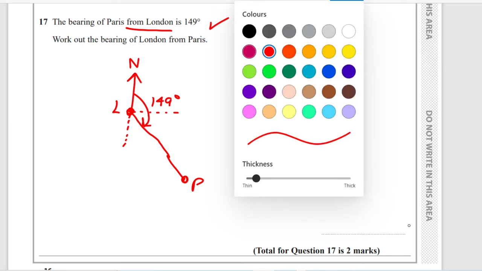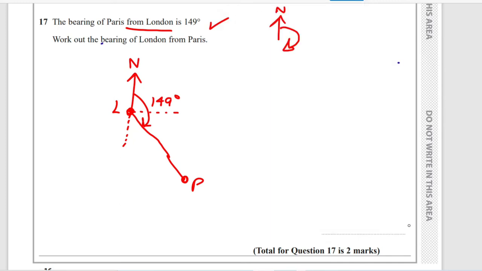Now the second sentence is this. Work out the bearing of London from Paris. And now we're starting from Paris and going back to London. So we need to work out the angle all the way back to this line. This will take us back. The question is, what is this angle here? Well, there's a nice rule, yeah? It's called allied angles, yeah?